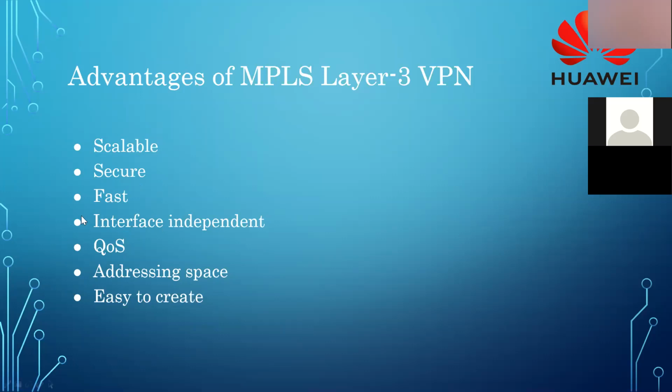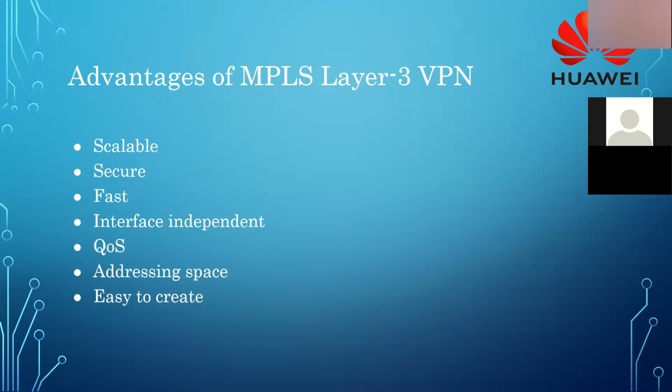The other one is interface independence. Unlike other methods, MPLS is interface independent, which means one side of the customer edge can be, for example, a T1 line, and the other side can be DSL or a fiber line. This makes it independent. Whatever link you use, it doesn't matter in an MPLS network.